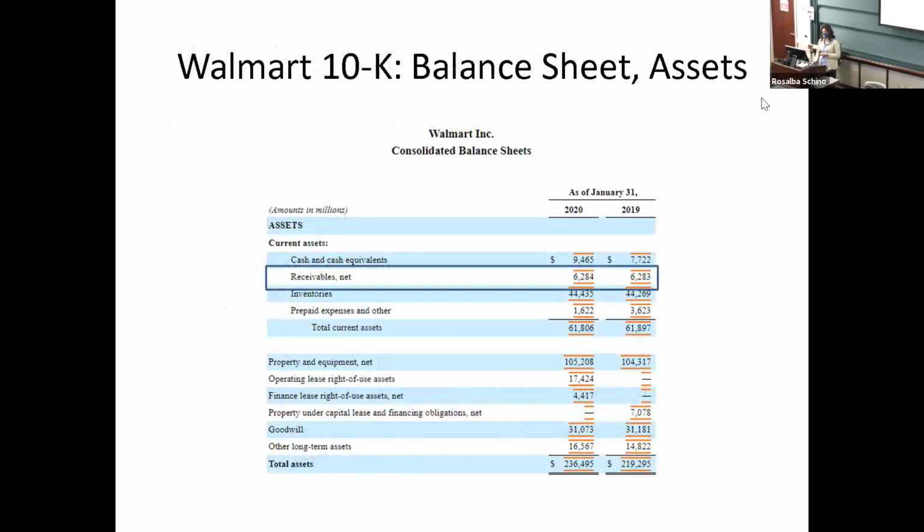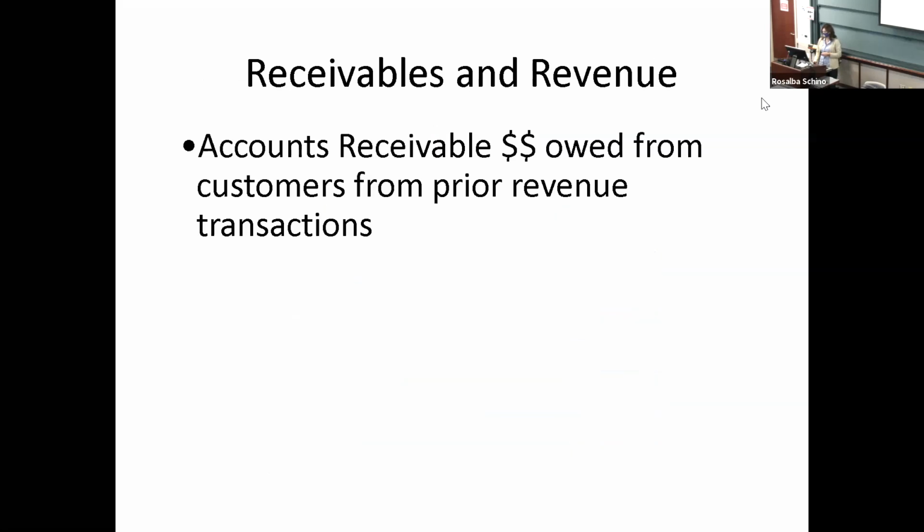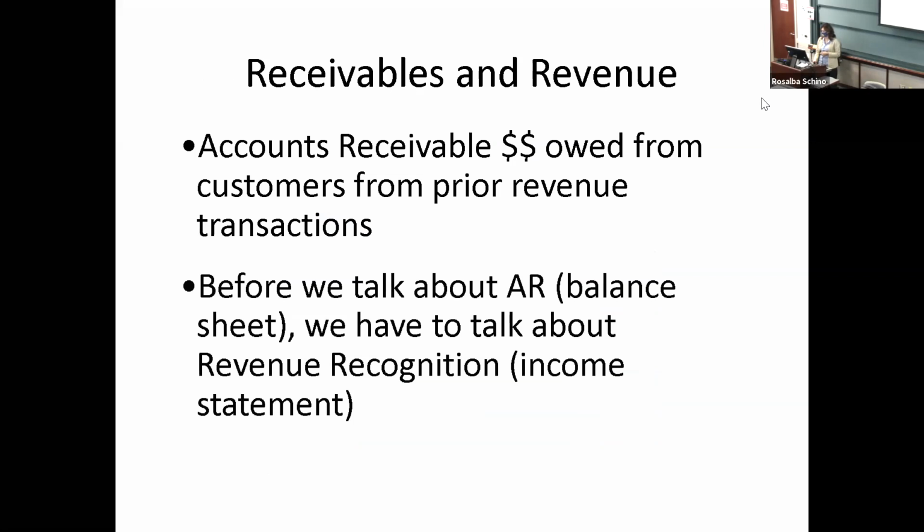All right. Then we're going to be talking later on about receivable, and receivable I consider net of what? Of allowance for doubtful accounts. The allowance for doubtful accounts is the measure that tells me how much of my receivable will not be collected. So accounts receivable are money owed from customers from prior revenue transactions. So before we even think about receivable, the necessary condition for receivable to exist is that there is a revenue transaction. So before we even look at receivable, we look at revenue recognition.